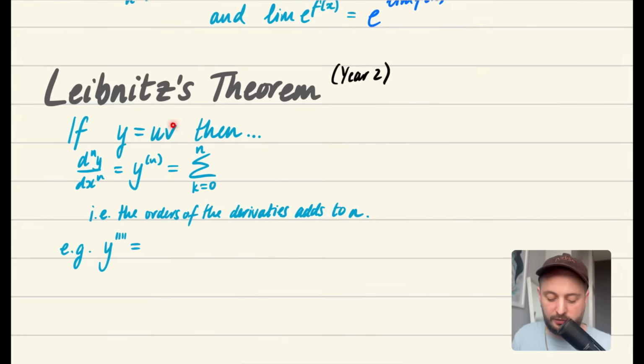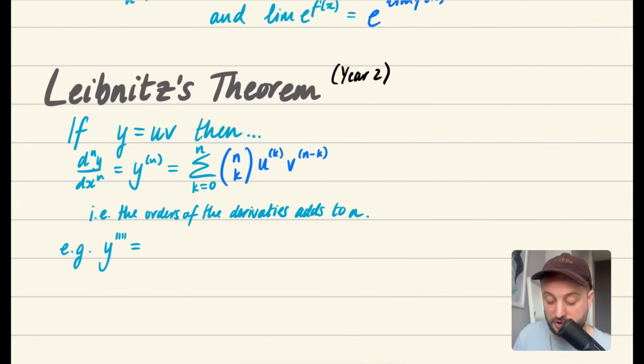So if y is equal to uv, where these are a product of two functions, then the nth derivative, which I'm writing with y with an n in brackets there, is the sum from k equals 0 to n. We have the binomial coefficient where we have n and k. We then have u, this is not to the power of k, but this is to like the kth derivative, and we have v to the n minus kth derivative, okay? So what this means is that the orders of the derivatives, here we have k and n minus k, will always add to n, the derivative that you're trying to find, and n, k at the beginning are literally the binomial coefficients.